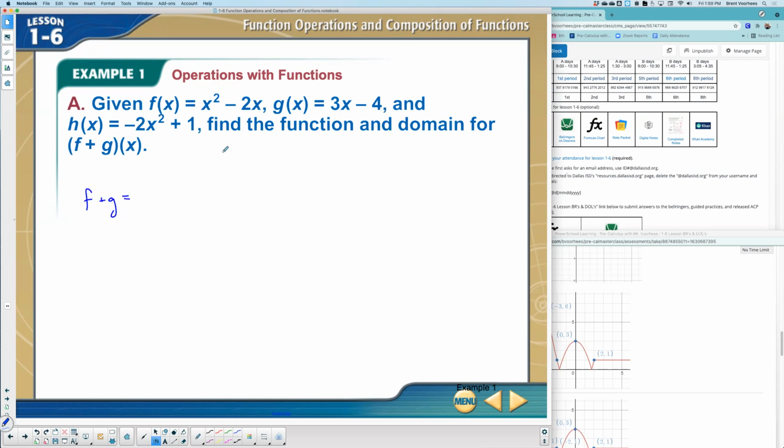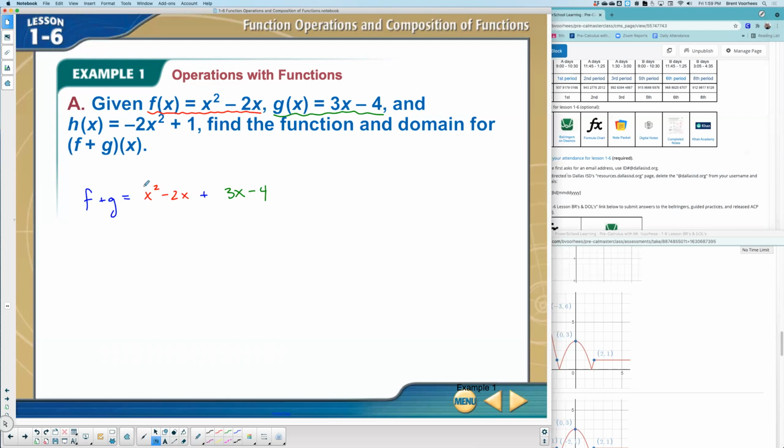And what you do is you take your f equation, this f equation up here, and you're going to take the equation. I'll make it x squared minus 2x. And what we will do is add that to g's equation. g I'll do in green, which happens to be 3x minus 4. Now, here's the deal. When you do this, what we are doing is substituting. I am substituting instead of the letter f, I'm substituting f's equation.